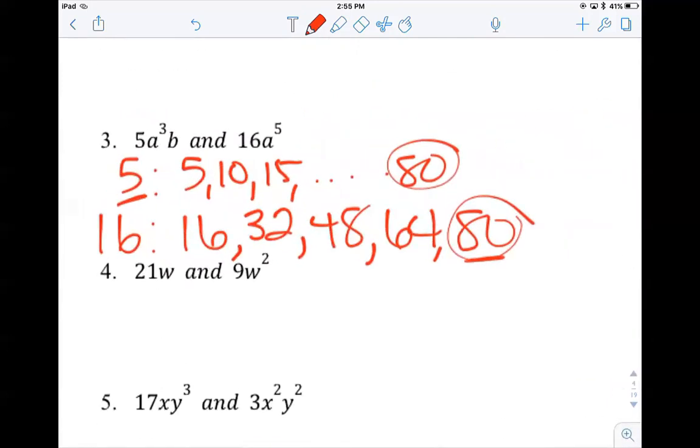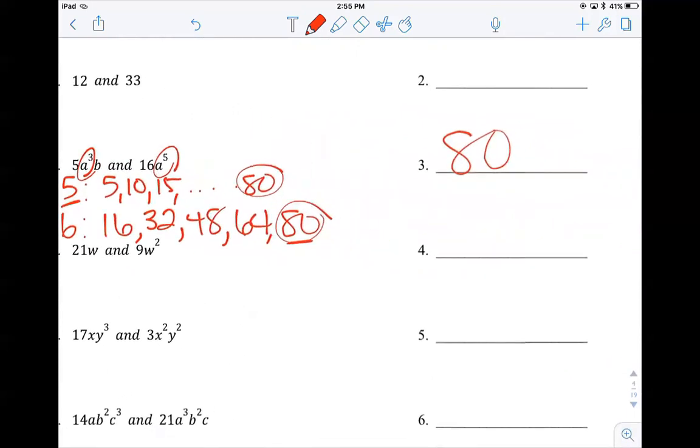Now for my letters, I have an a to the third and an a to the fifth. Well, I'm going to pick the highest amount, which is a to the fifth. And then that b is by itself. That's going to come along with our answer. So you're taking the highest amount of what you have.